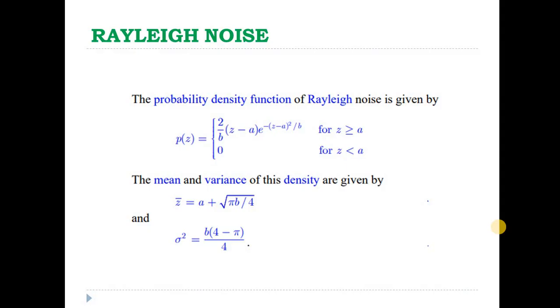Now let us move to Rayleigh noise. The probability density function of Rayleigh noise is given by P(z) = (2/b)(z − a) e^(−(z − a)²/b) for z greater than or equal to a, and 0 if z is less than a. The mean of this PDF is given by a + √(πb/4), and the variance σ² is equal to b(4 − π)/4.